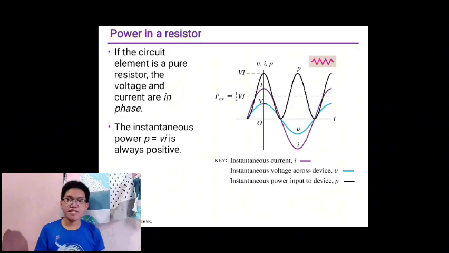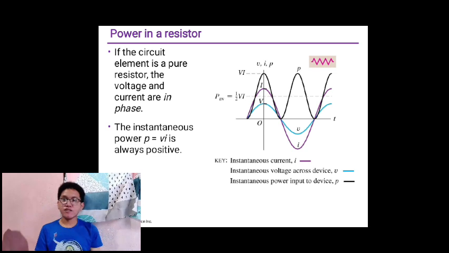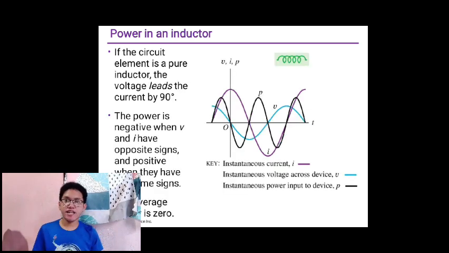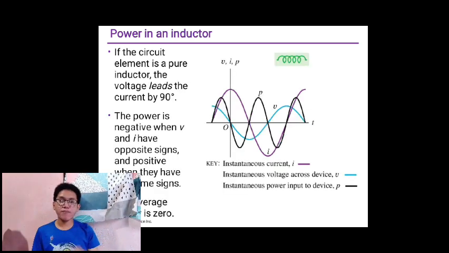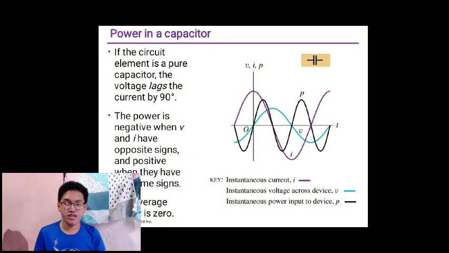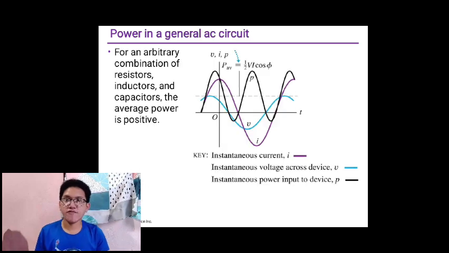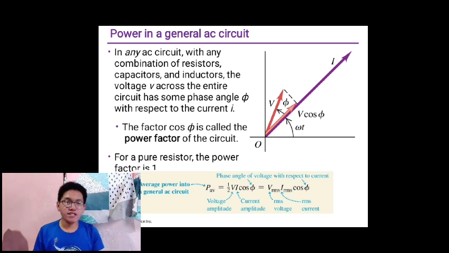For the power in AC circuits, we have here the resistor, which has the voltage and the current in phase, and the average power is positive. For the inductor, the average power is 0. And for the capacitor, the average power is also 0. The general power formula is the average power P average equal to VRMS times IRMS times cosine theta, where theta is the phase angle and cosine theta is the power factor. For a pure resistor, cosine theta is equal to 1.